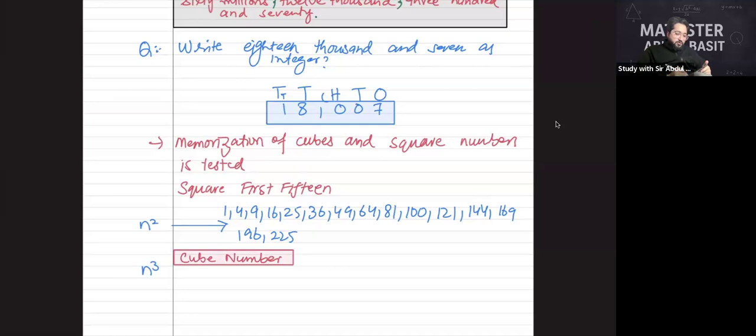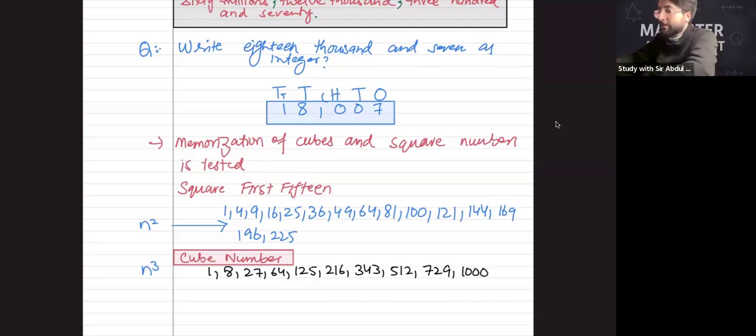So first 10: 1 cube is 1, 2 cube is 8, 3 cube is 27, 4 cube is 64, 5 cube is 125, 6 cube is 216, 7 cube is 343, 8 cube is 512, 9 cube is 729, and 10 cube is 1000. And with the help of some memorization techniques, you can easily ace this particular topic.